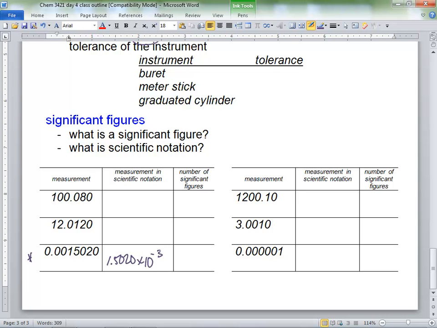Number of sig figs, just count everything. 1, 2, 3, 4, 5. So if you said 5, which a lot of people did, you're right. So that's how you do all these. Write it in scientific notation, and then you just count the digits.